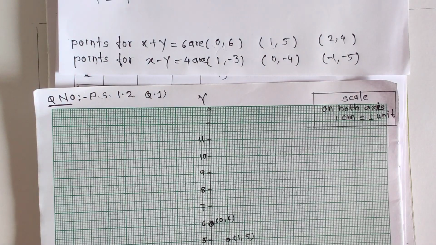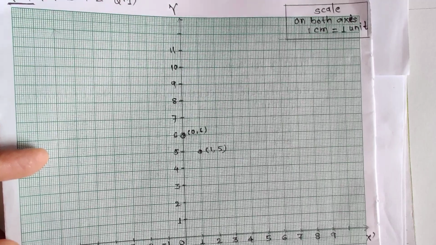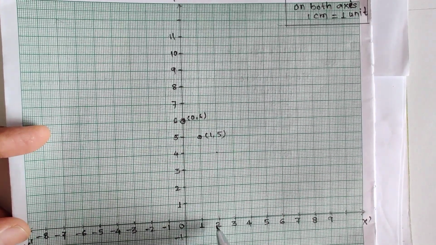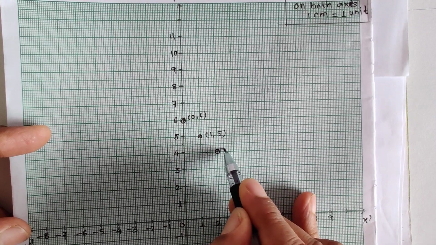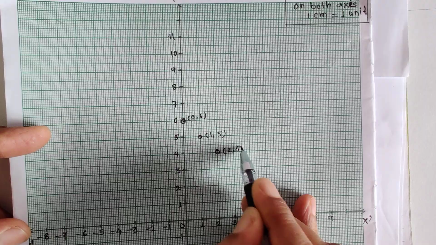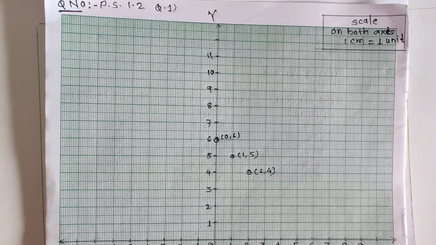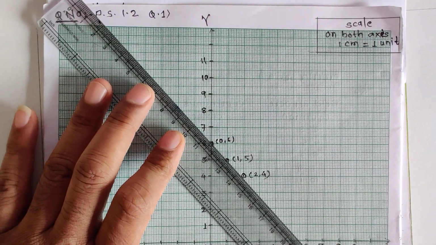Now the third point is (2, 4). Again both the coordinates are positive, so it is again in the first quadrant. The x coordinate is 2 and the y coordinate is 4. So here it is 2 and here it is 4. Plot that point (2, 4). Now we have to plot a straight line passing through these 3 points.